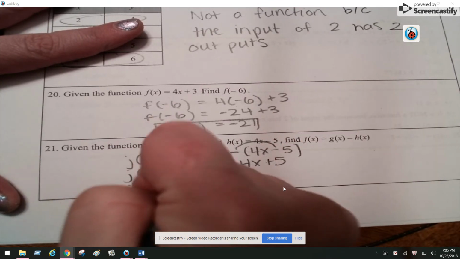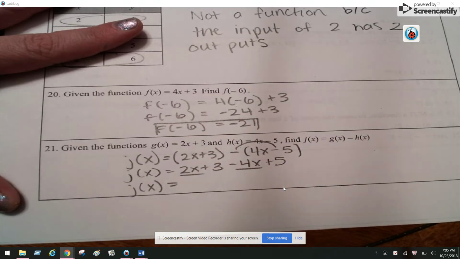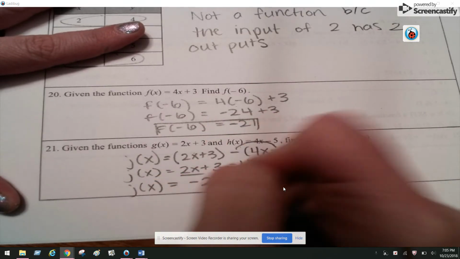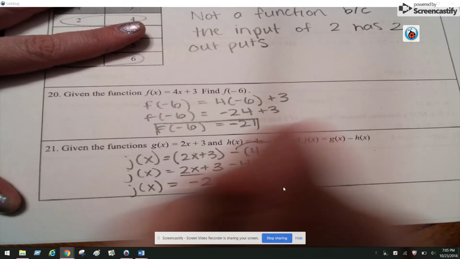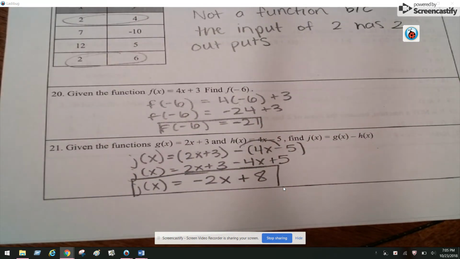From here, I'm going to combine my like terms. So I'll get 2x minus 4x, which is -2x. And then 3 plus 5 is 8. So my final answer will just be -2x plus 8. And that's all there is.